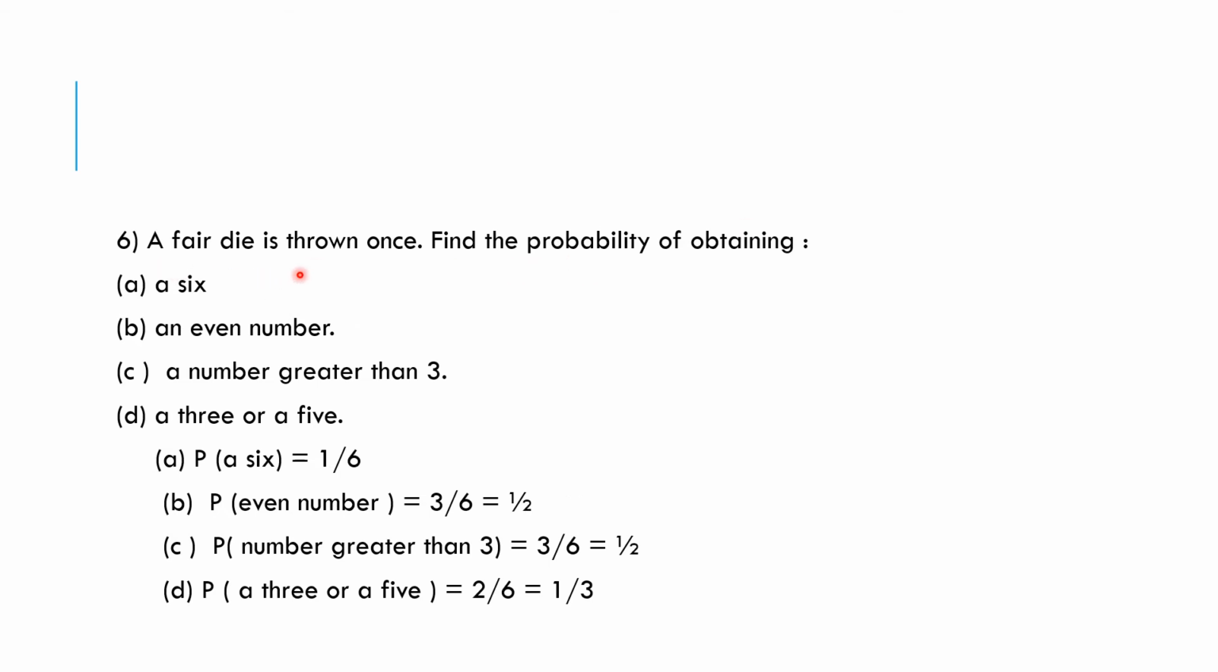Okay, a fair die is thrown once. Find the probability of obtaining A, a 6, B, an even number, C, a number greater than 3, D, a 3 or a 5.